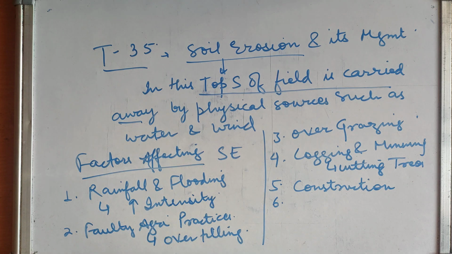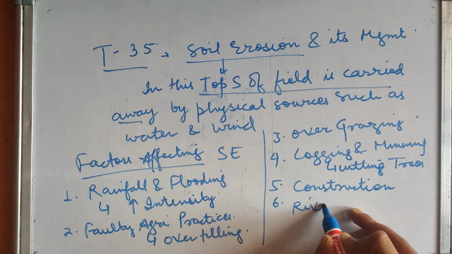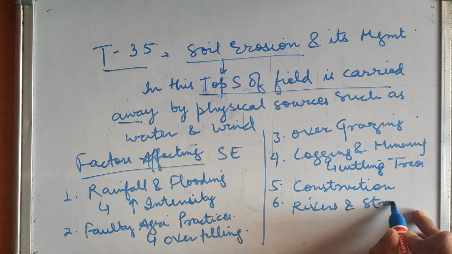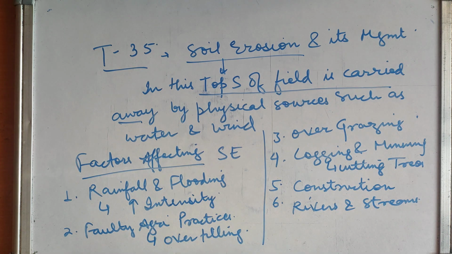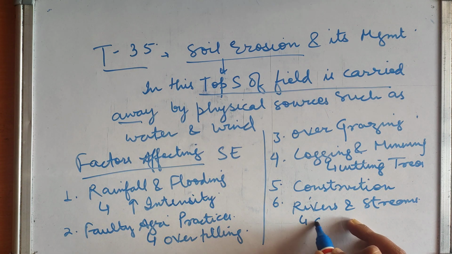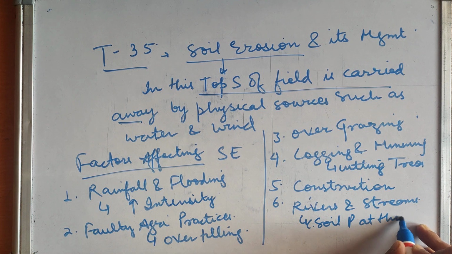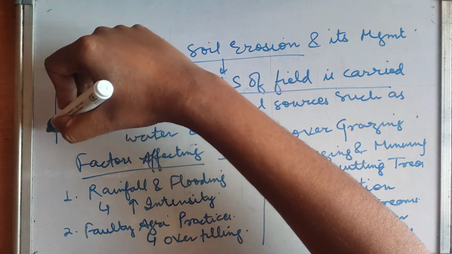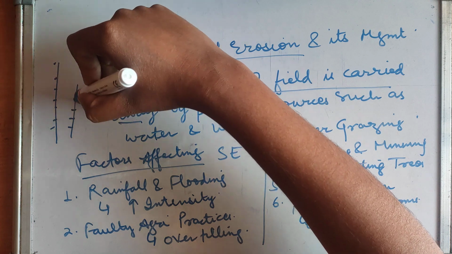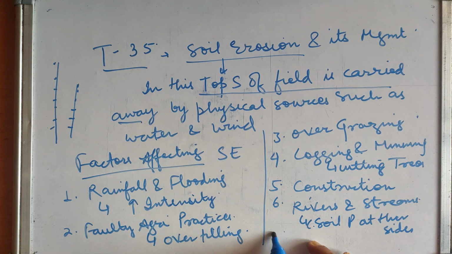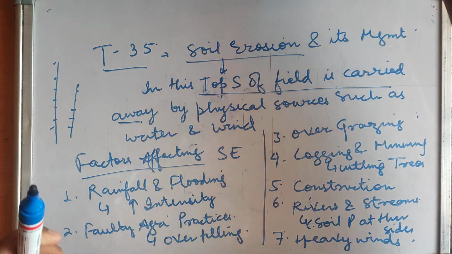Rivers and streams, what do they do? They carry soil particles from their sides. I hope you have noticed, suppose this is a river, so the soil particles of the sides get eroded slowly. Heavy winds. So these are the factors which affect soil erosion.